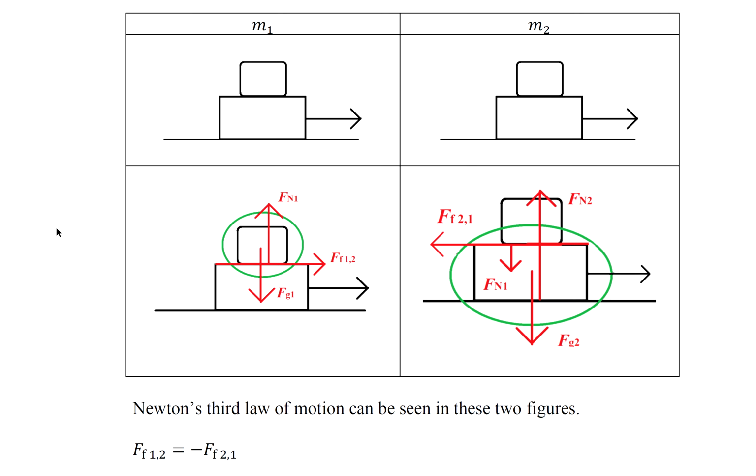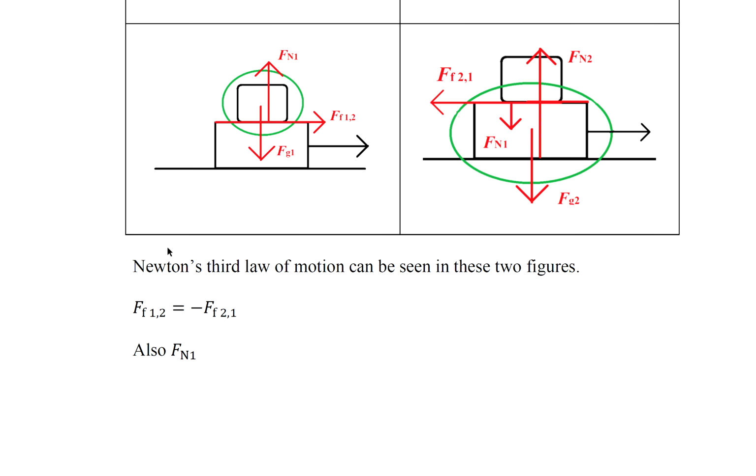So remember the 4 rules. Rule 1 is circle the objects. Rule 2 is label all of the forces on the objects. Rule 3 is put an X and Y axis. Rule 4 is to use the equation F equals ma. So remember, if I circled this on the left side for M1, I could only use those forces in one equation. I cannot use the other forces on M2 in the same equation. So once again, Newton's third law of motion, the law of action and reaction, can be seen in these two figures.